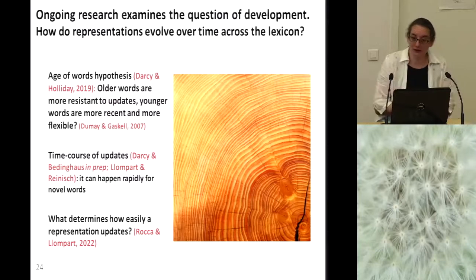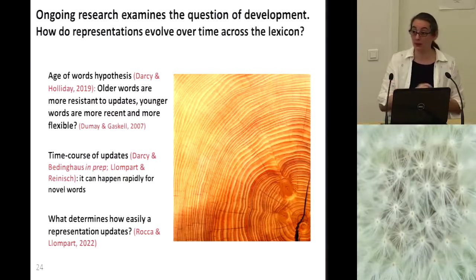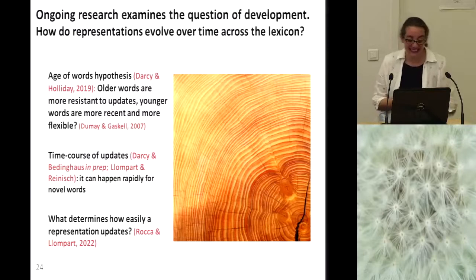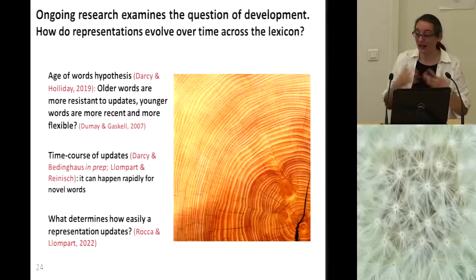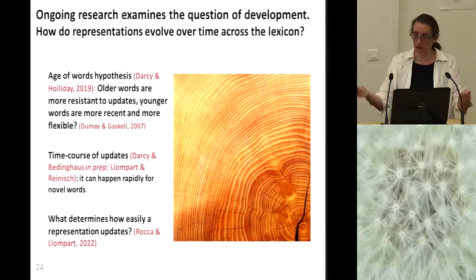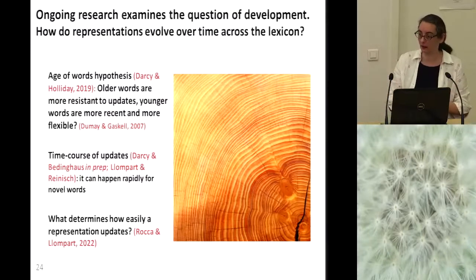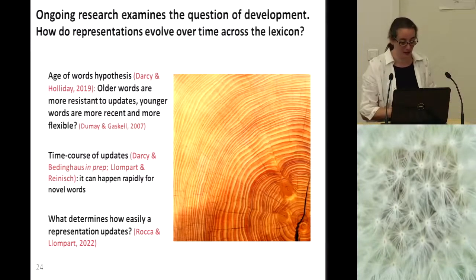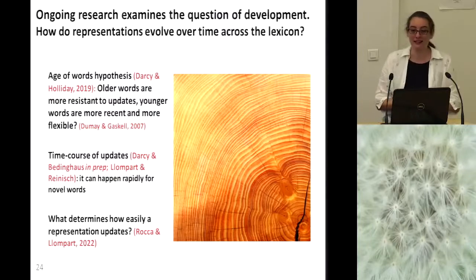Another interesting question is, how long does it take, the time course, right? Can representations be updated rapidly, or does it take years or anything in between? And finally, what determines how easily certain representations update, not others, right? So that's also a really exciting line of research that Miguel and Brian Rocca are involved in, which I can't wait to see the results of.